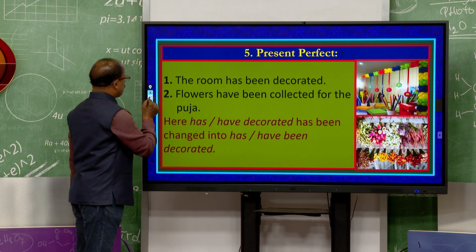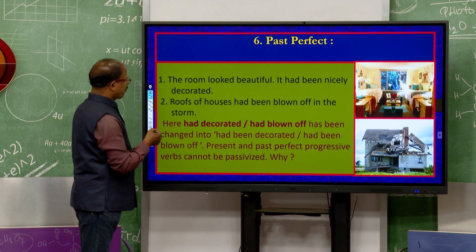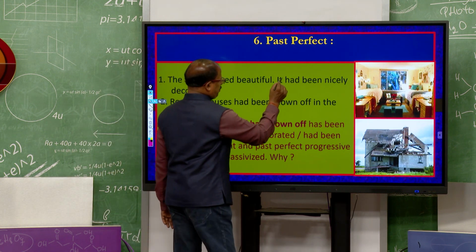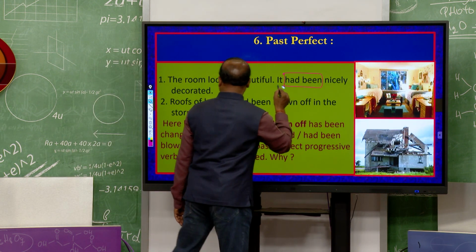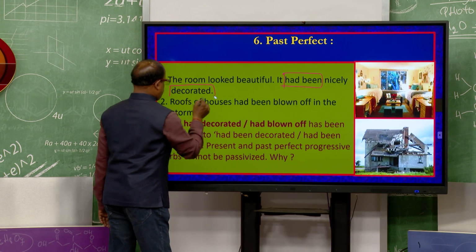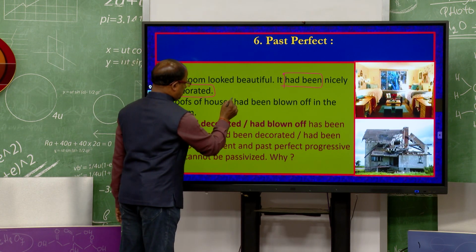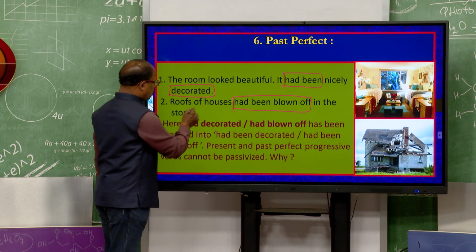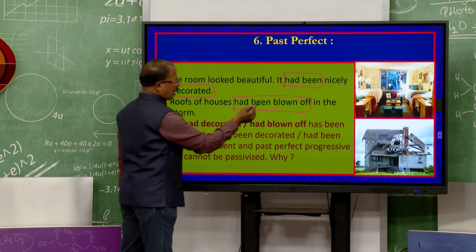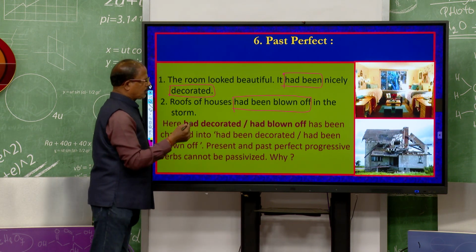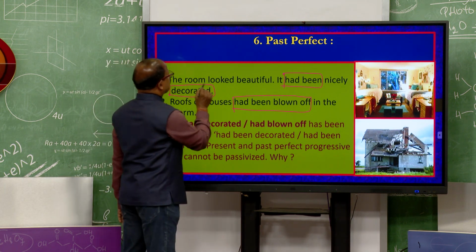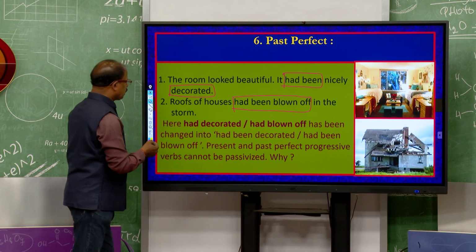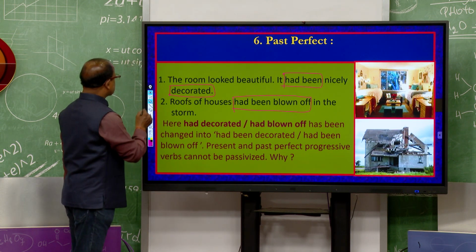Let us see the next one, past perfect. Here it is had been plus verb plus en form, decorated. Here also the exact same thing: had been blown up. The roofs of houses had been blown off in the storm. And the room looked beautiful, it had been nicely decorated. So, this is the form of the past perfect.